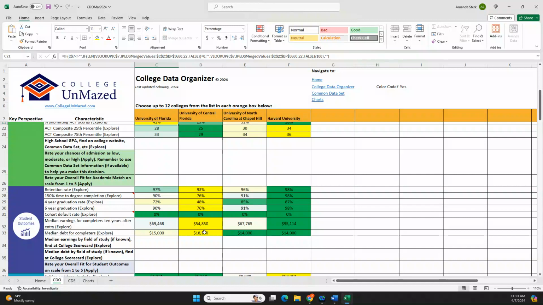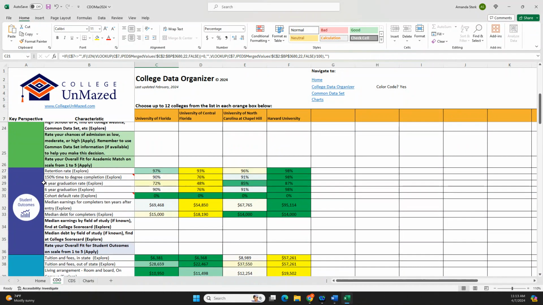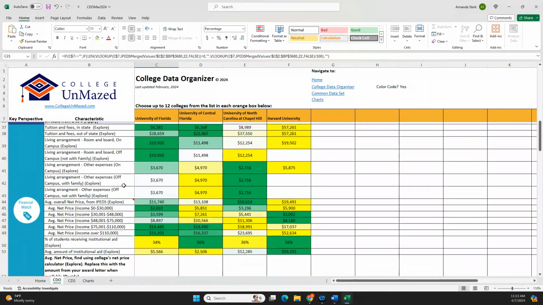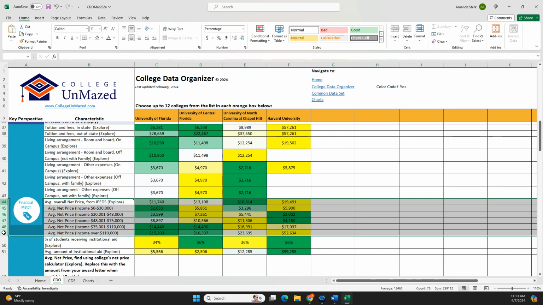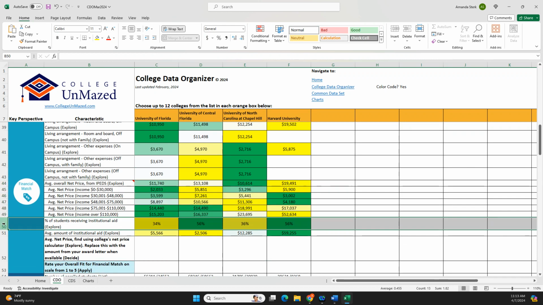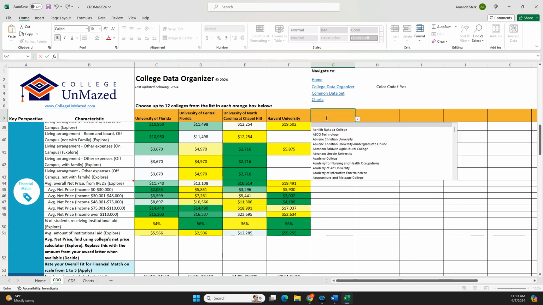Other things that we like to really show to families, obviously retention rate, graduation rates, but we also really focus on cost of attendance, but more importantly, net price based on income. And so that gives you that idea of, okay, where would I be after institutional aid? I point out very often percent of students receiving institutional aid, at a college here.